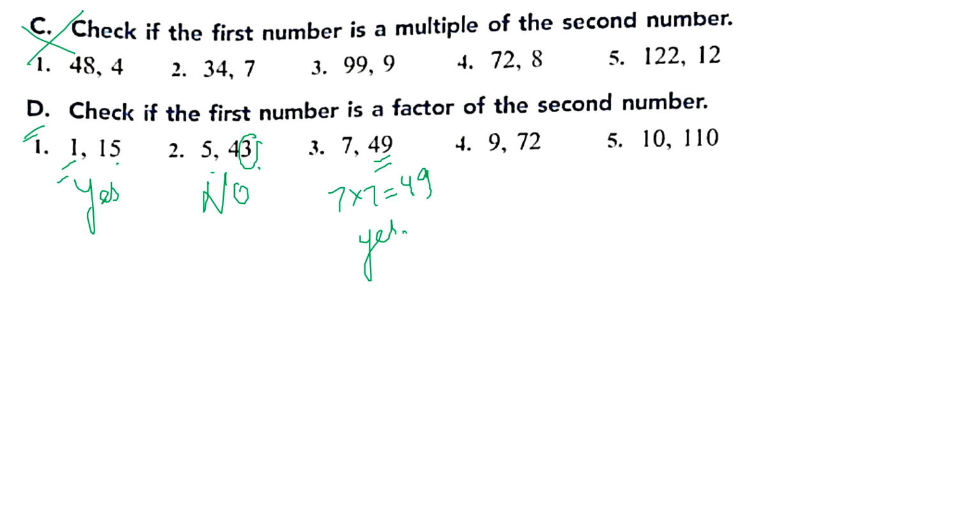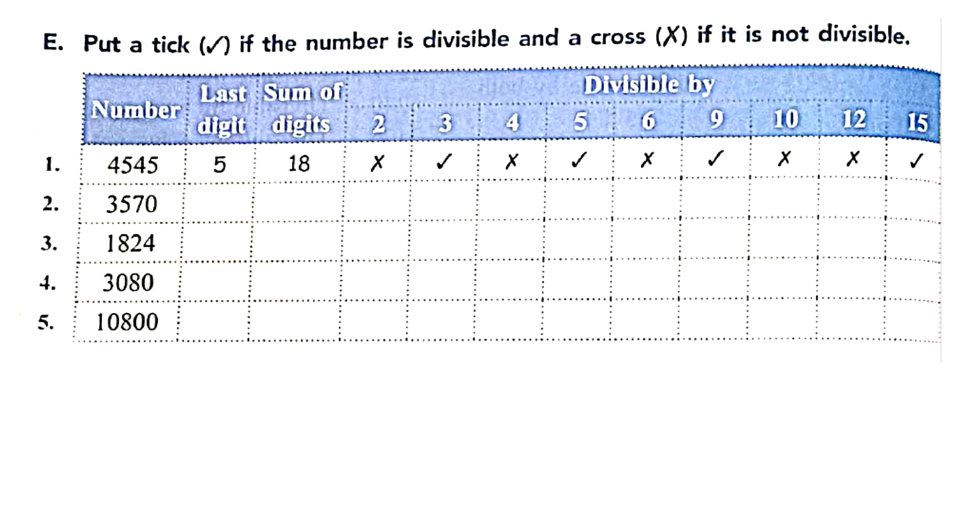9 and 72, you can add it. 7 plus 2 is 9. 9 is divisible by 9. So yes, this is a factor. Then 10, if you go back to the divisibility rule of 10, you see 0 is in the ones place. So 110 is divisible by 10. That means 10 is a factor of 110. Okay. Next. So let us use the divisibility rule here.